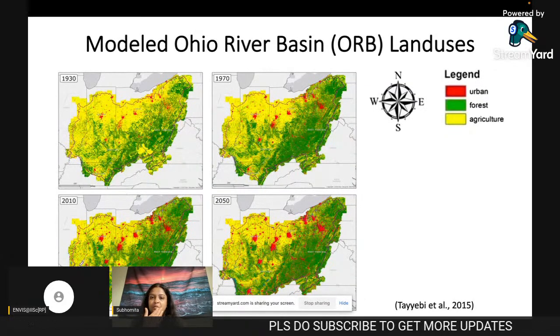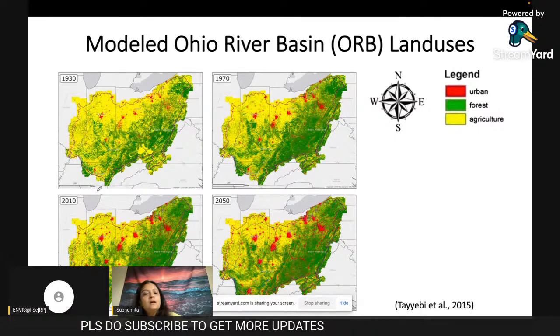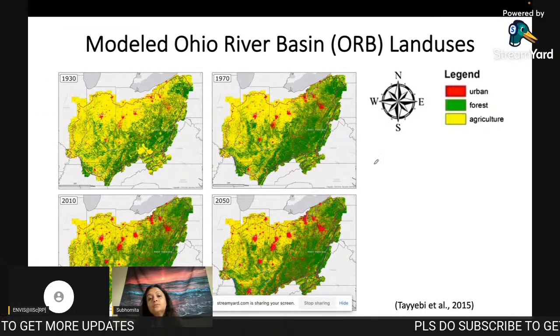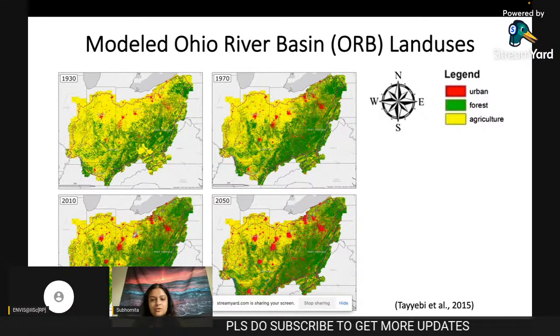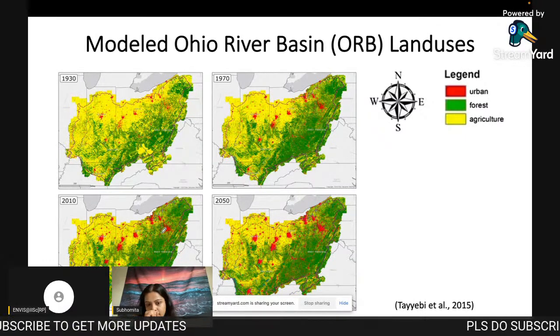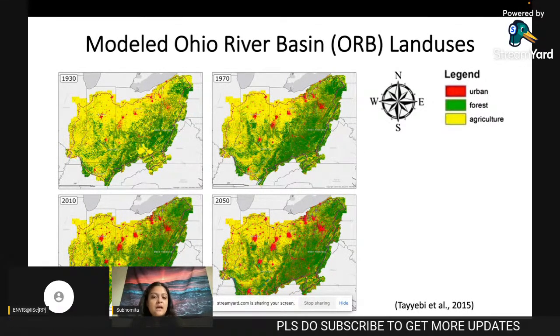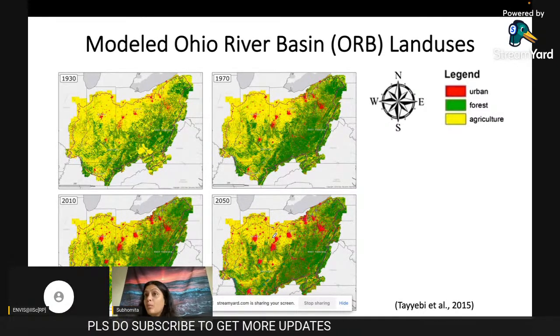So this is a study that was done in the Ohio River watershed in 2015, that gives us an idea of the types of land use and how the land use has changed. The more red means more urbanization has increased. So from 1930 to 70 to 2010, this is the most recent picture. Urbanization has increased, the red component has increased, and it is projected that it will increase even more.